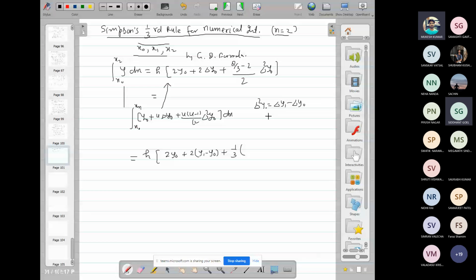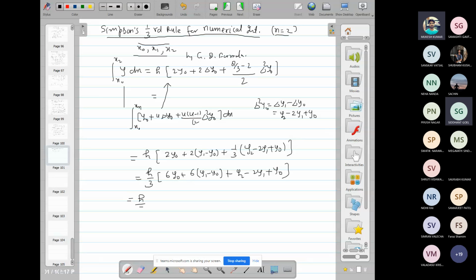y2 minus 2y1 plus y0. After simplification, this becomes h by 3 common. So here it will be 6y0 plus 6y1 minus y0 plus y2 minus 2y1 plus y0. So h by 3, you see the terms cancel out.